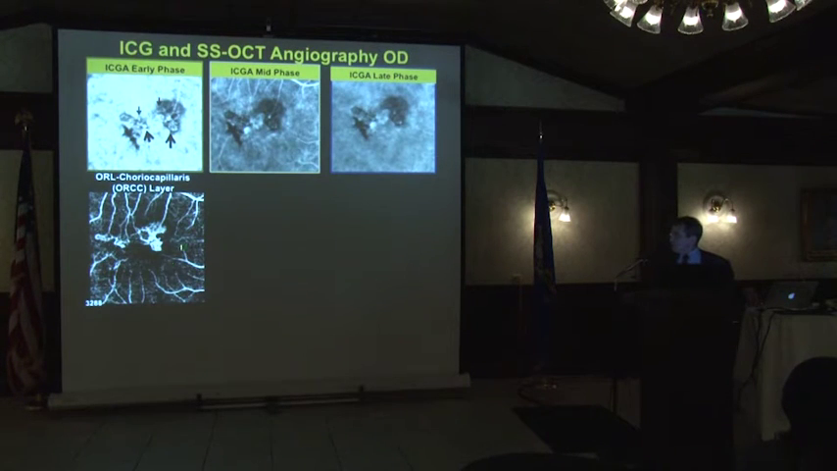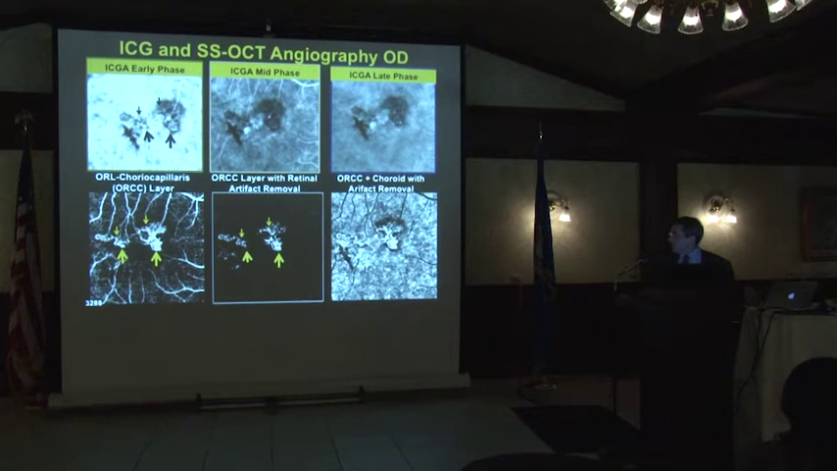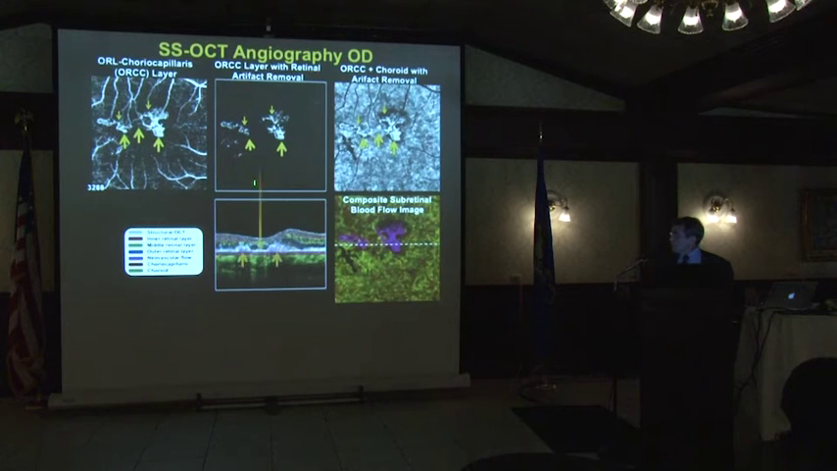And here's that ORC slab, shows it beautifully with the anastomoses, with the projection artifact removal, and with the choroid composite image, right? You can actually see a communication here between these 2 lesions by the OCT angiography. I don't know if you can just see it in the audience, but it's there. So this is just a remarkable way to follow these patients.